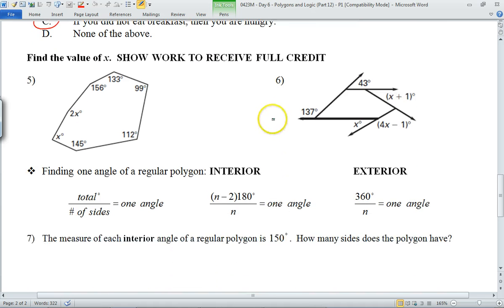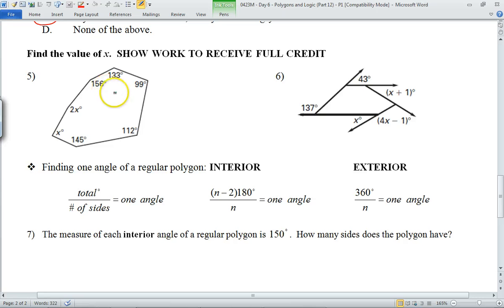Okay, look at number 5. Find the value of x. How many sides are on this shape? 7. Okay, so we need to start by knowing the total degrees so I can make an equation. All right? Just like we used on the previous page.